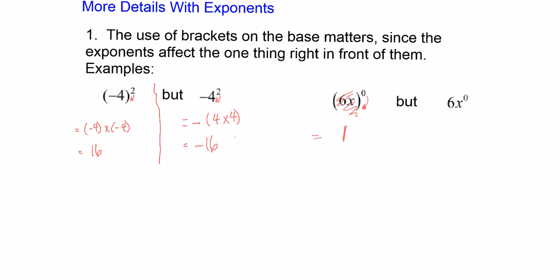When we have 6x to the exponent 0, we're actually saying we have 6 and x to the exponent 0. The 0 is just being applied to the x. So we still have 6, and then the x to the 0 turns into a 1, which means our final answer is 6.